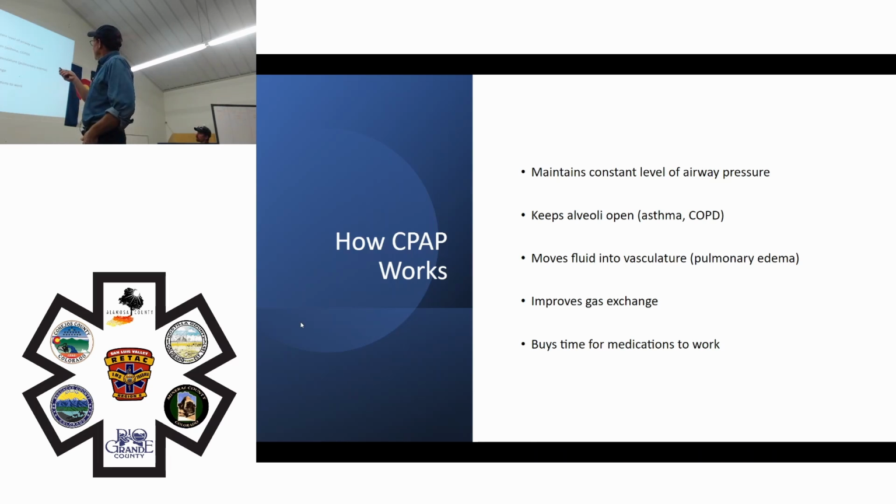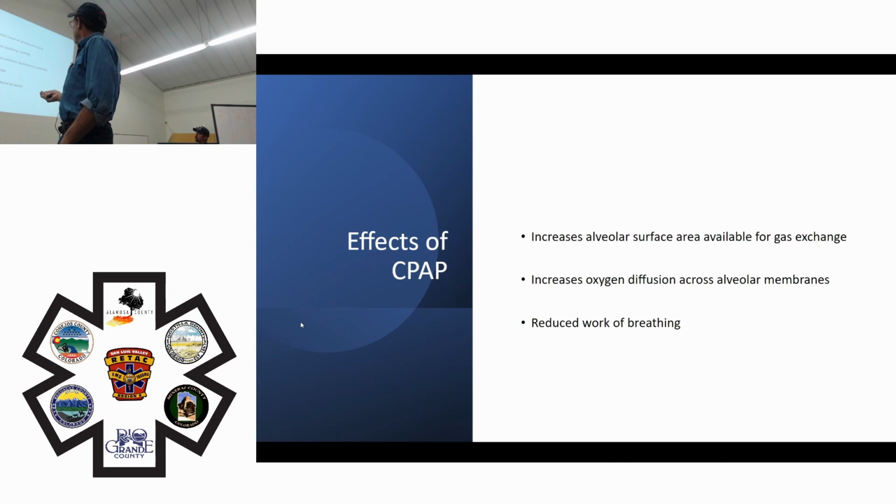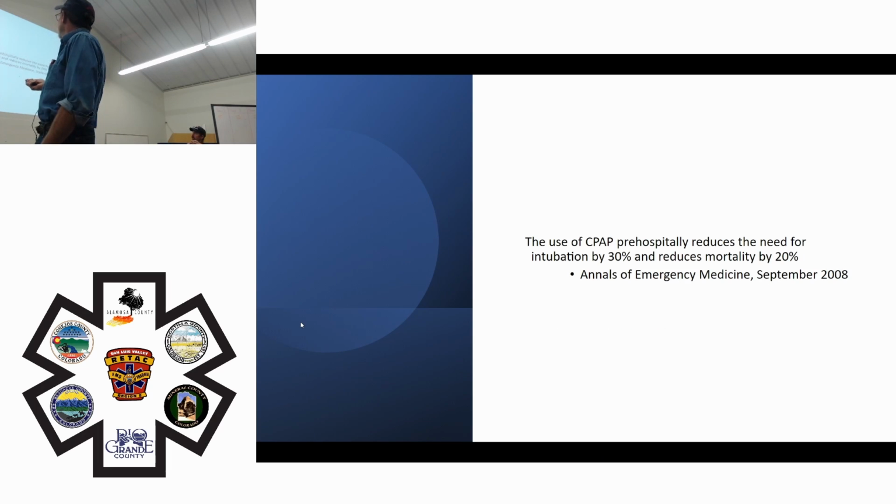So what it does by maintaining a constant level of airway pressure is it keeps the alveoli open, and it also forces any fluid that might have accumulated in the interstitial spaces and in the alveoli of the lungs, by virtue of that positive pressure, back into the vasculature. And in so doing, it improves gas exchange, and that buys some time for us to do all the interventions that might work. So increasing alveolar surface area is a big plus, helps increase oxygen diffusion across the membranes, and ultimately reduces the work of breathing. And that's kind of what we're all about.